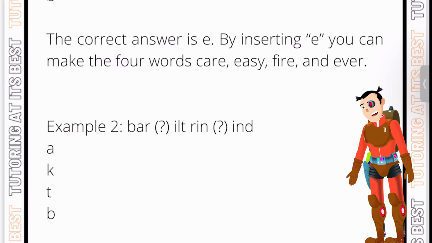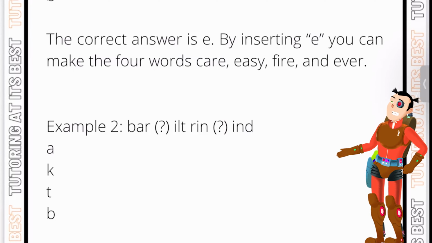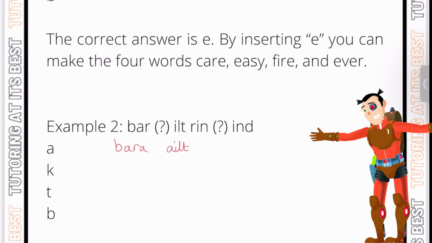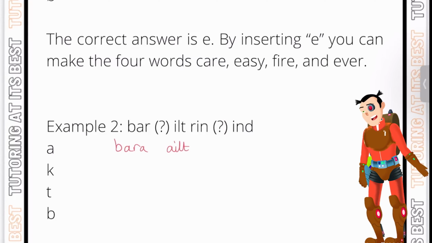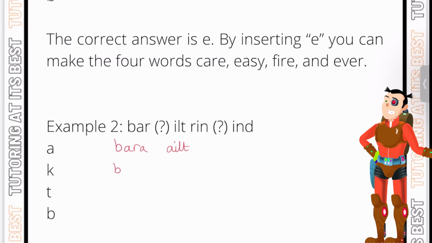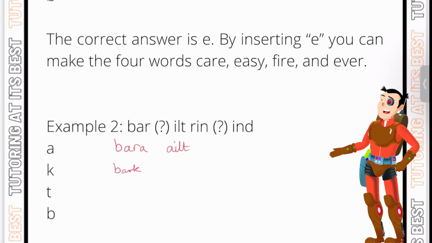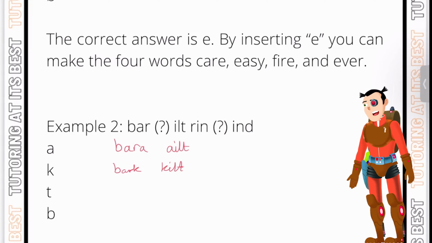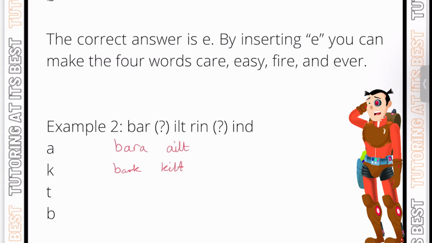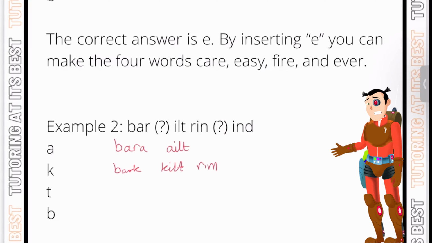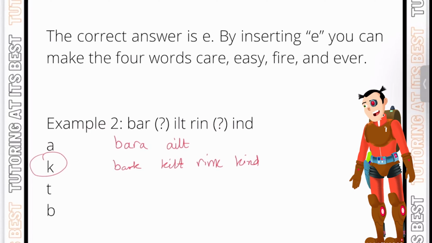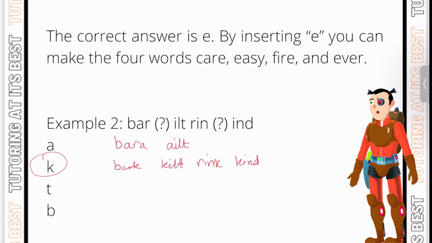So again, we'll do the same thing as we did in the first question, where we have the first letter. And again, as you can see, it doesn't really work because these are not real words. So we'll try the second. So we've got bark, we've got kilt. These are all real words so far. And again, we have rink and kind. And that there is our answer, which is K. So by inserting K, you can make the four words bark, kilt, rink, and kind.